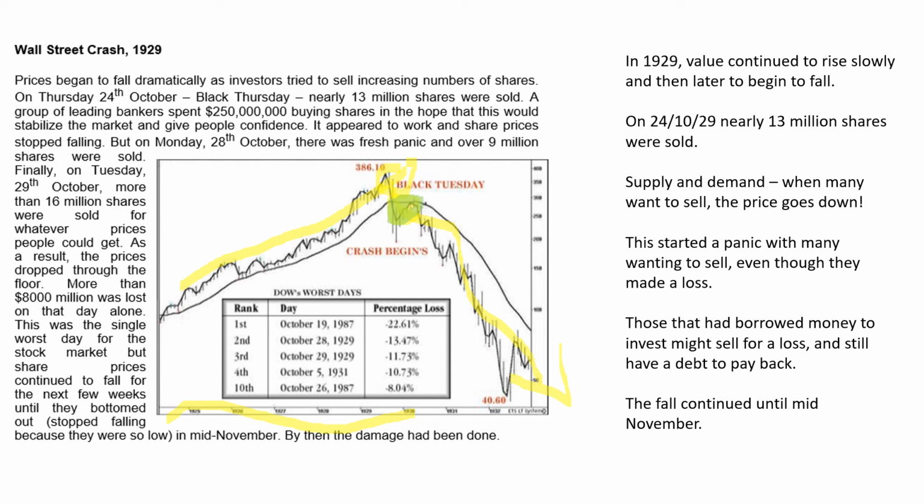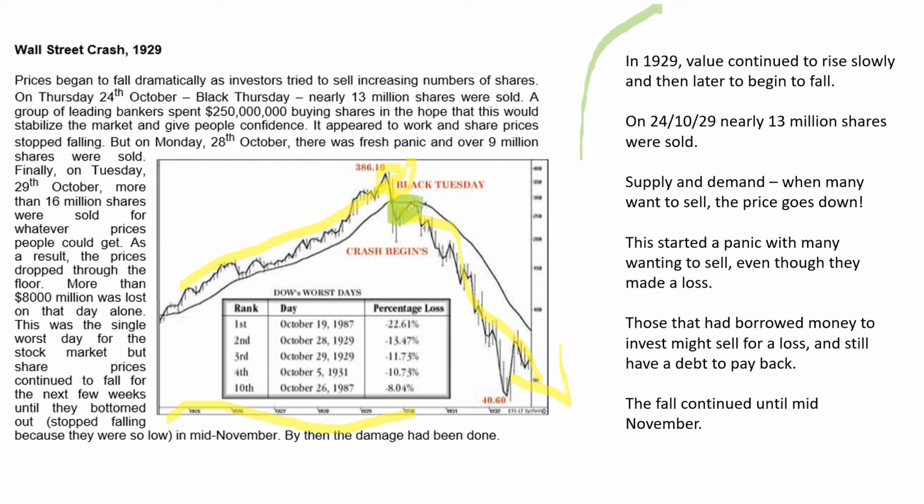In 1929, let's have a look at the summary. In 1929, the value continued to rise slowly and then later began to fall. On 24th of October 1929, nearly 13 million shares were sold in one single day. Supply and demand is the idea in economics that when many people want to sell, the price is going to go down. This started a panic, with many wanting to sell, even though they would make a loss. Remember, they borrowed money from the bank.